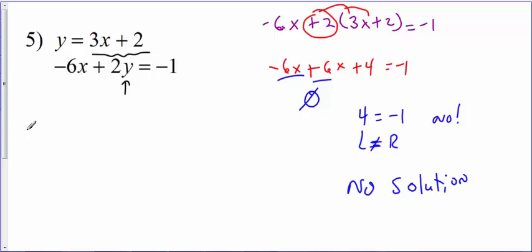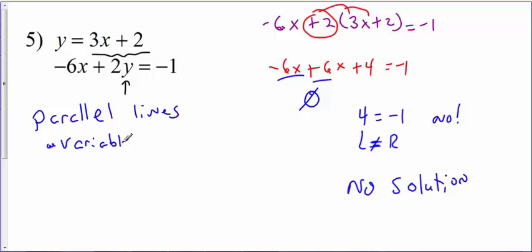Okay, so when solving systems of equations by substitution, when we run into parallel lines, we know that our variables will drop, and our left side will not equal our right side. When our left side is not equal to the right side, we know it's a parallel line, and then the answer is no solution.